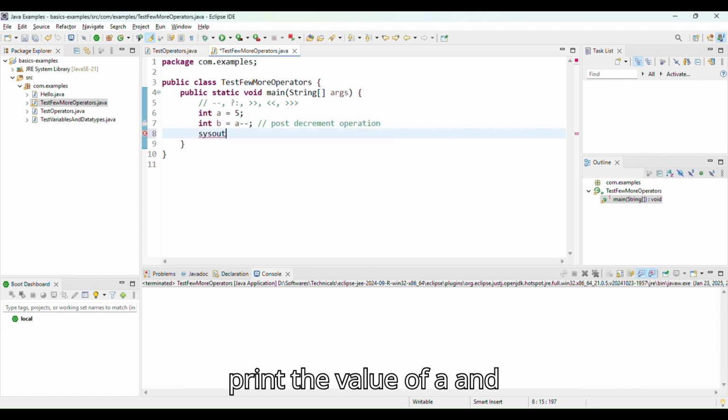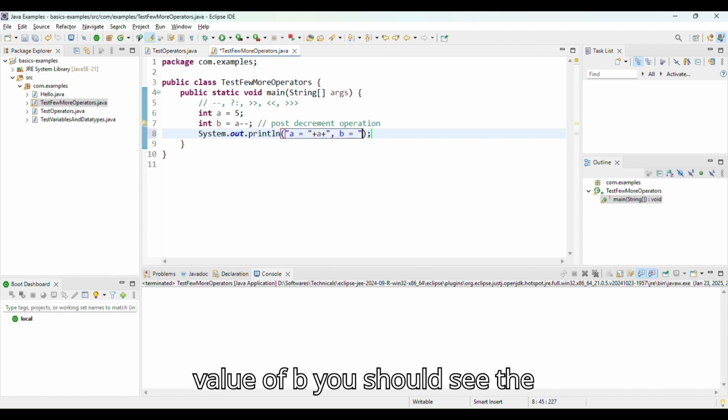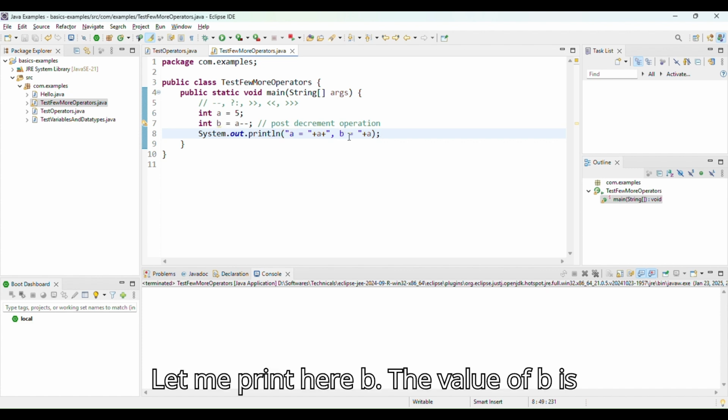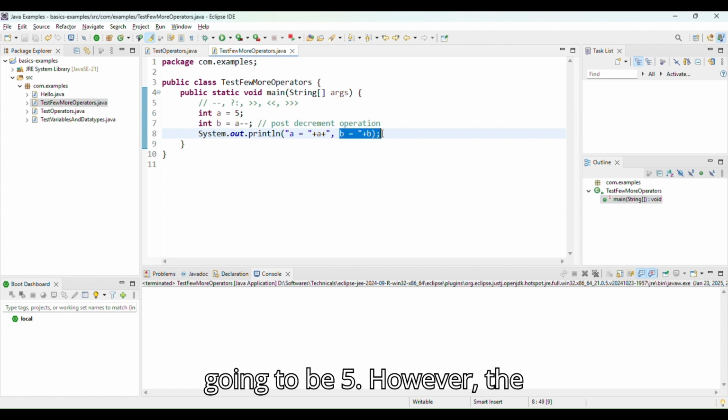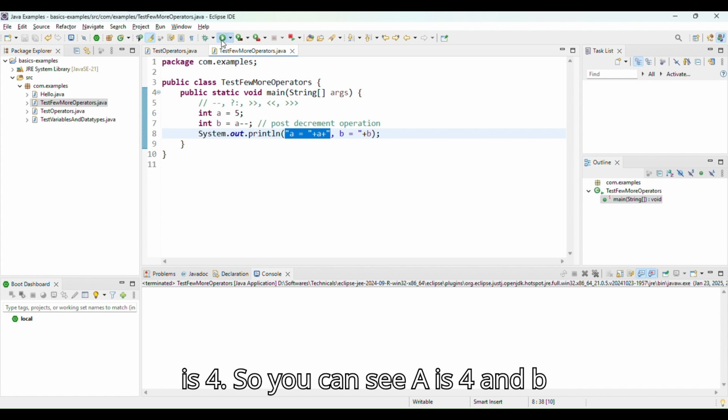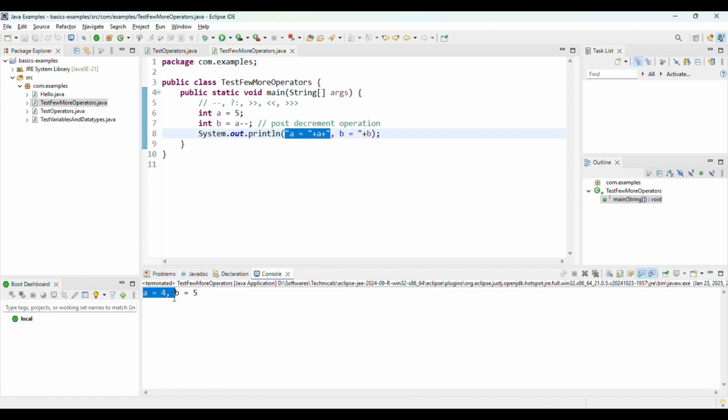So if I print the value of a and value of b, you should see the value of b is going to be 5. However, the value of a will be decremented by 1, which is 4. So you can see a is 4 and b is 5.